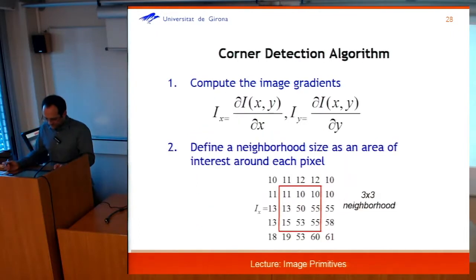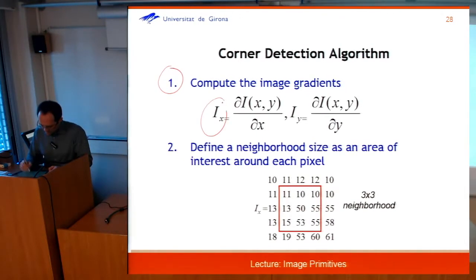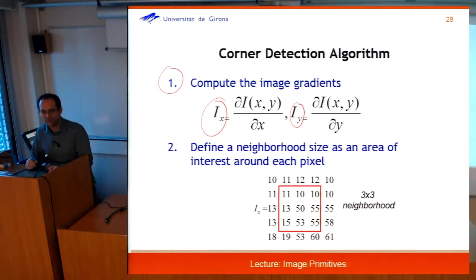Okay. So for the algorithm of Harris, the first step is just to compute the gradients. Remember, Ix and Iy, the partial derivatives in x and y, and I do a convolution with my mask. Then I define a neighborhood around the point at which I'm going to compute its coordinates, sorry. In this case, for instance, we have a 3 by 3 neighborhood.